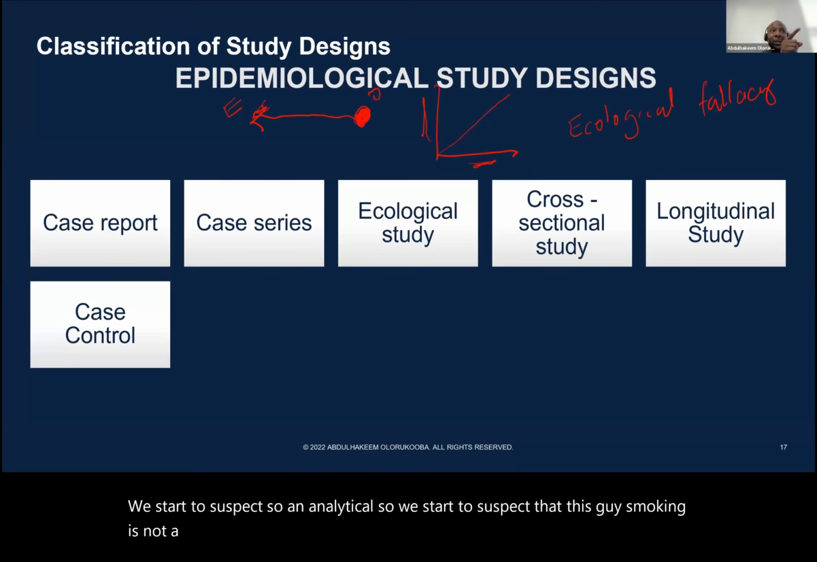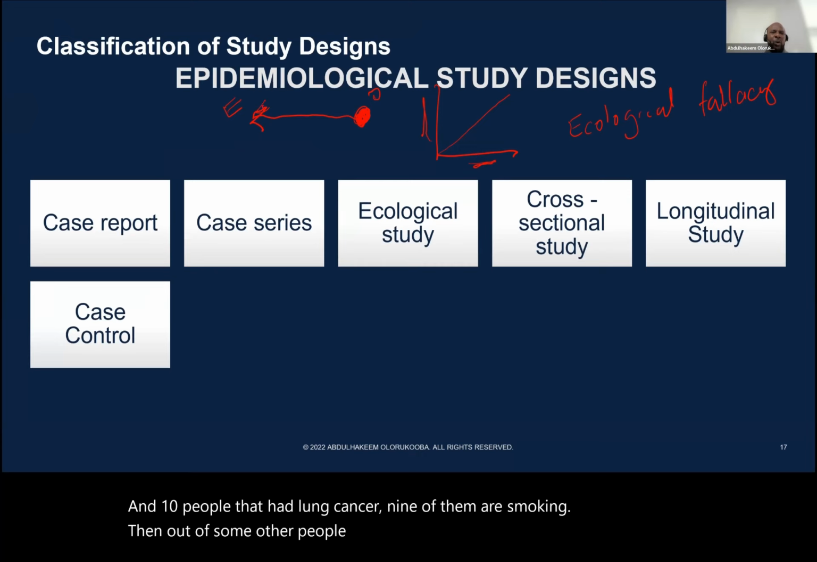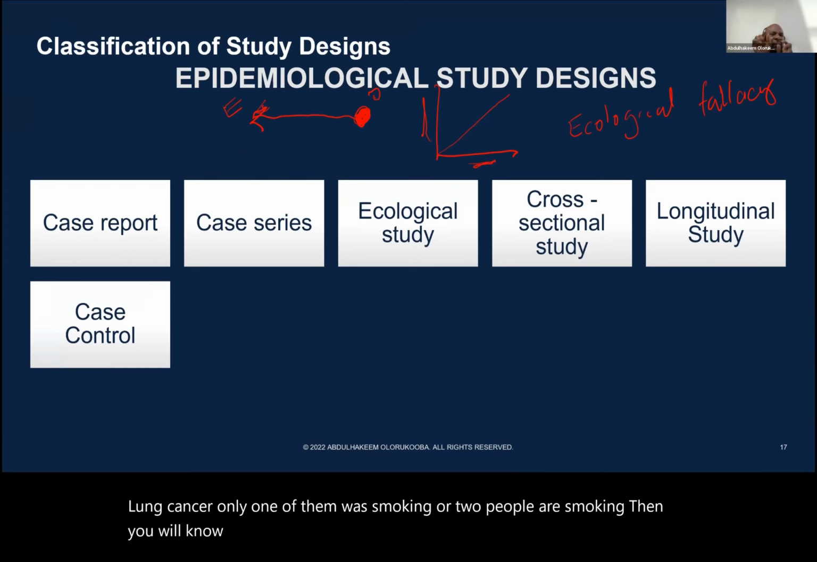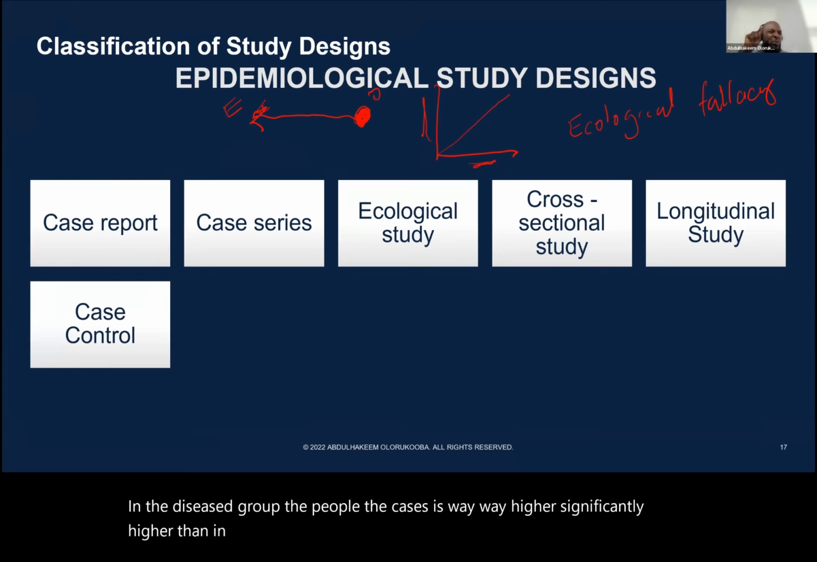Out of 10 people that had lung cancer, 9 of them are smoking. Then out of some other people that didn't have lung cancer, only 1 of them was smoking, or 2 people are smoking. Then you know that, yes. So if the amount of exposure in the diseased group, the cases, is significantly higher than in the controls, then we start to suspect that this is a risk factor.